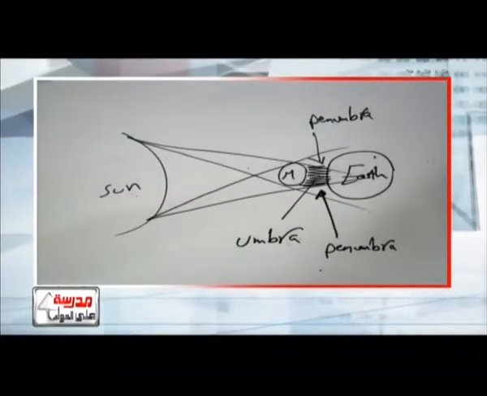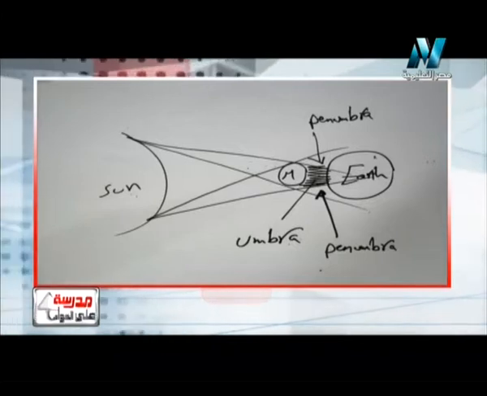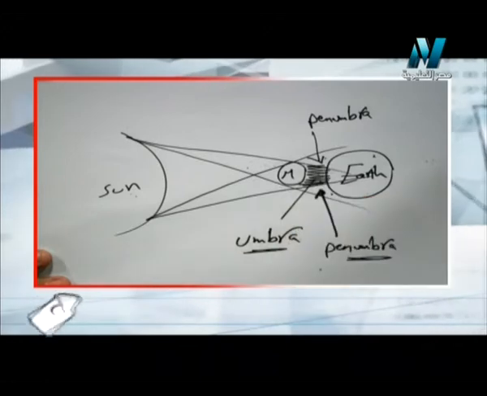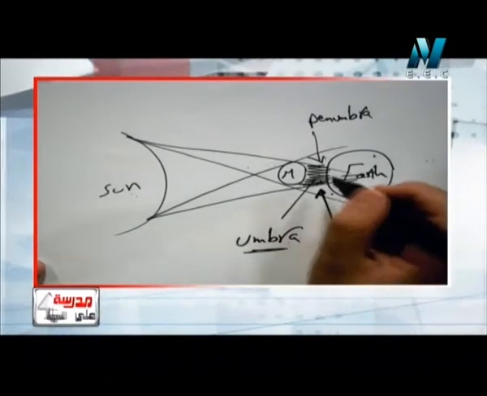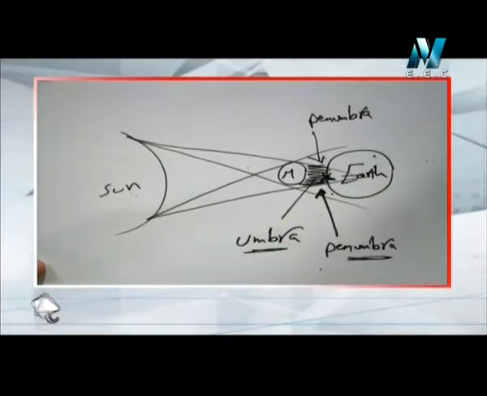So again, I have umbra and penumbra. I have three areas with two types. So here, if someone stands here, لو شخص عايش في المكان ده on the earth, he will not see the sun completely.